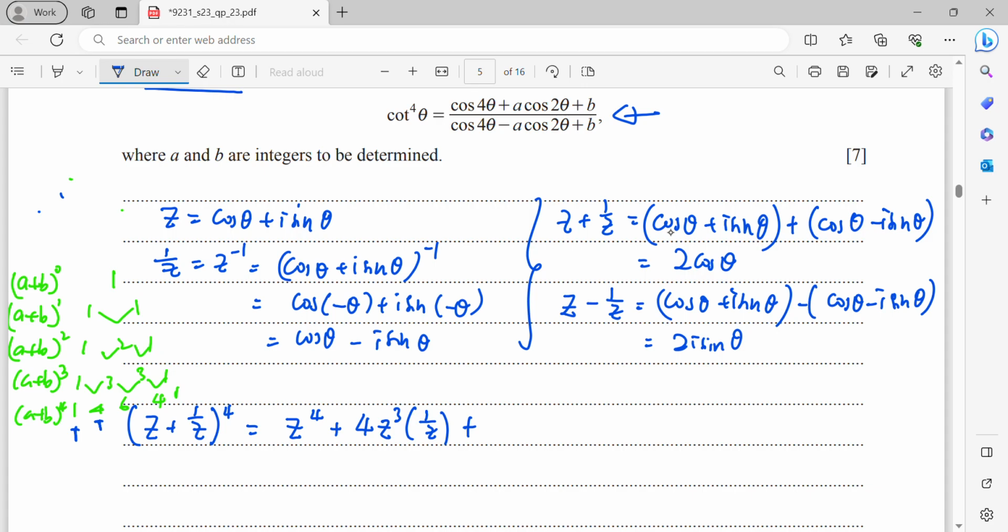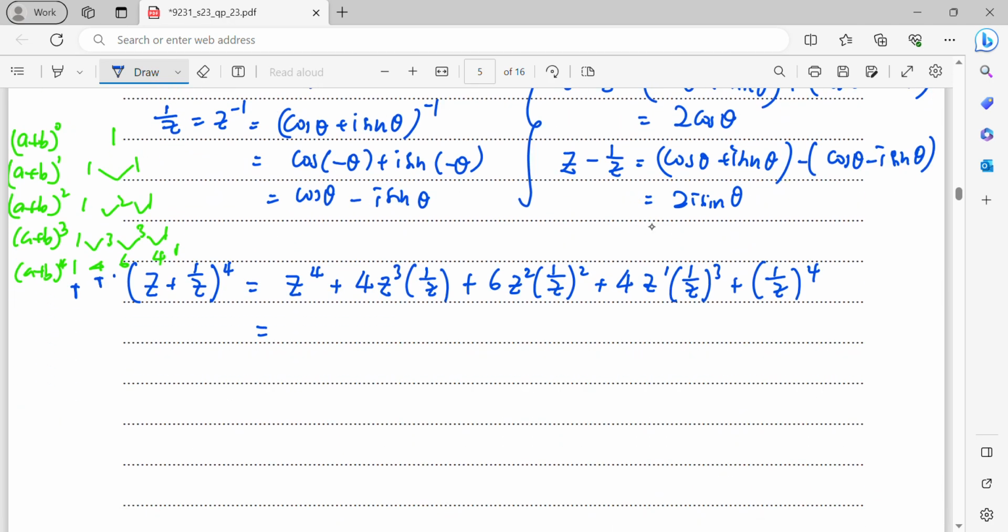Okay, next coefficient is 6: z squared, 1 over z squared, then followed by 4, then z degree 1, 1 over z degree 3, plus the last term with degree 4, and the coefficient is 1. So now from here I will simplify. z to the 4 plus 4; when you simplify these two terms, z cubed times 1 over z will be z squared. Then the third term will be 6. The fourth term will be 4 times 1 over z squared. Then the last term, just bring in the degree 4.